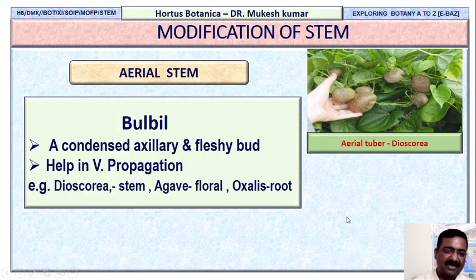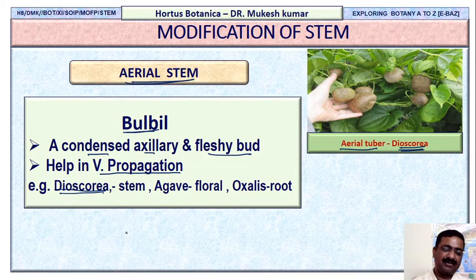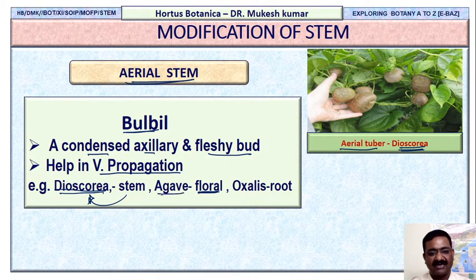Now the last one of the aerial stem: bulbil. It is a condensed, axillary, fleshy bud that helps in vegetative propagation. See, this is the aerial tuber, and it is called Dioscorea. Dioscorea is also a very good example of aerial stem. From a stem, this bulbil arises, Dioscorea bulbifera, and from the flower part, a bulbil may arise, called agave. And if it arises from root, you can say it is an exceptional case here.